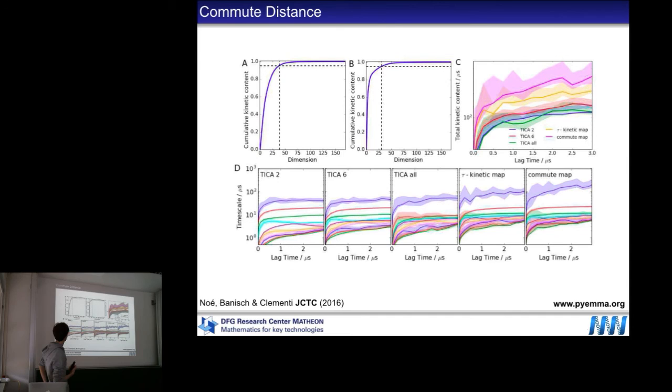These methods, these scaling versions, are also part of the TICA implementation in PyEMMA. They're just given as keywords, kinetic map and commute map. So we highly recommend using them if you do the dimension reduction.